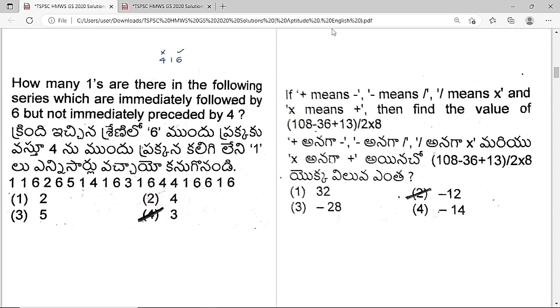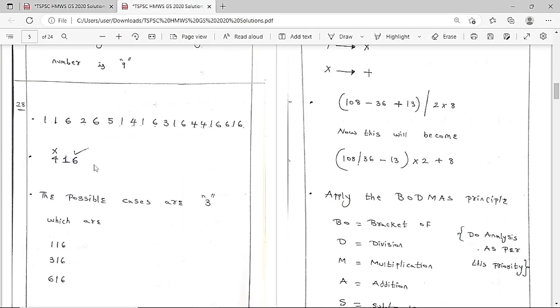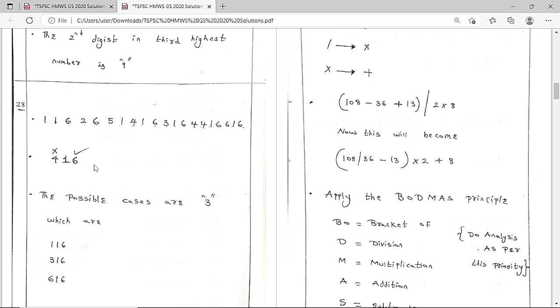So let's solve this numerical. I have written the same series: 1, 1, 6, 2, 6, 5, 1, 4, 1, 6, 3, 1, 6, 4, 4, 1, 6, 6, 1, 6. So this is the number series they have given.